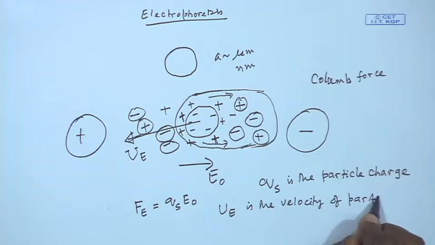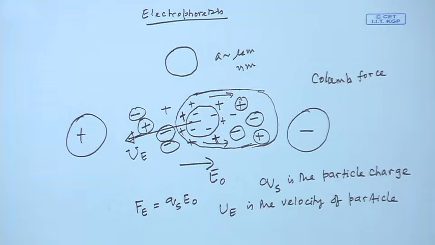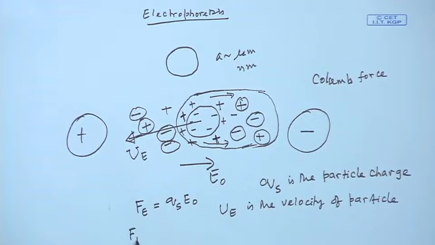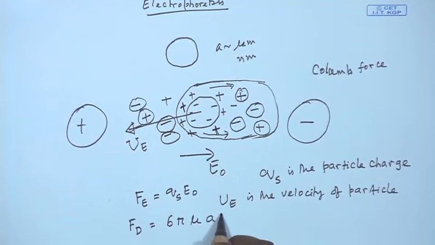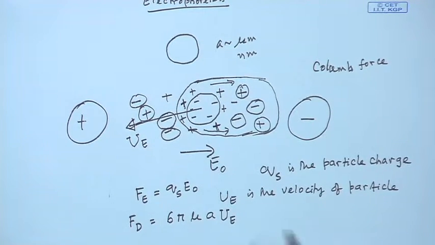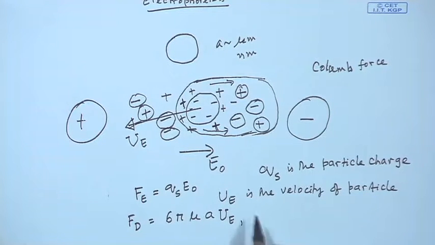Now, since the particle is moving, let us assume it is moving with a Stokes velocity. It will experience a drag, since the particle is moving in a medium, and that drag, the Stokes drag, is given by 6 pi mu a u e, where mu is the viscosity of the medium, the fluid viscosity.